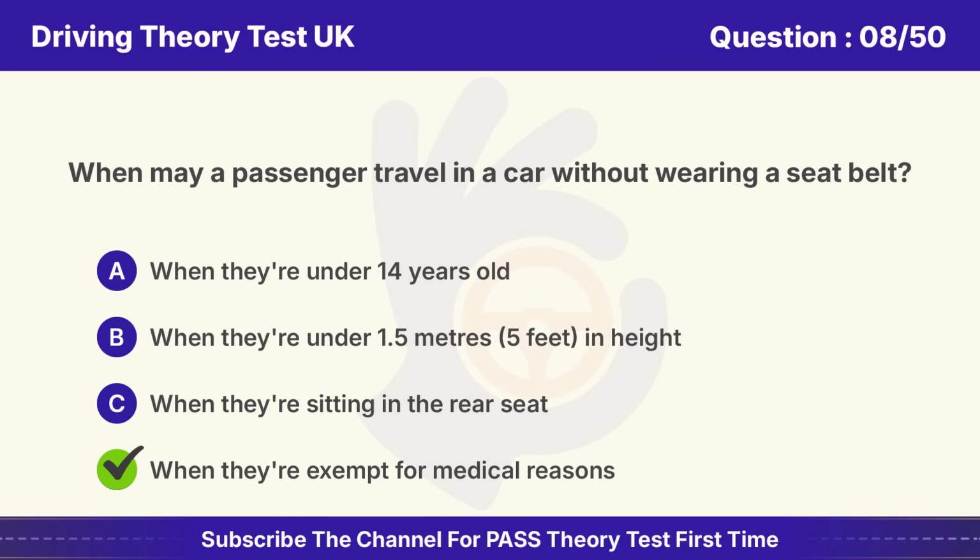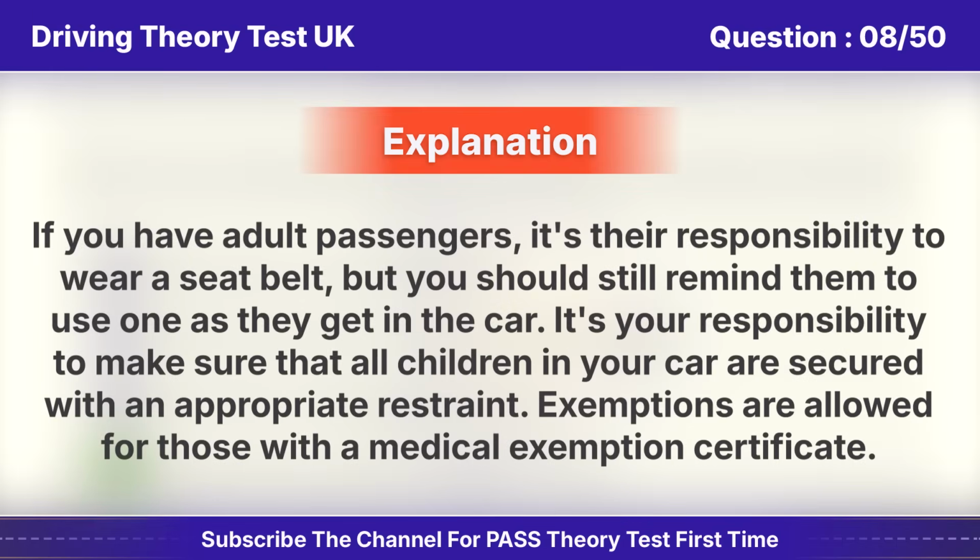Answer is D. When they're exempt for medical reasons. If you have adult passengers, it's their responsibility to wear a seat belt, but you should still remind them to use one as they get in the car. It's your responsibility to make sure that all children in your car are secured with an appropriate restraint. Exemptions are allowed for those with a medical exemption certificate.